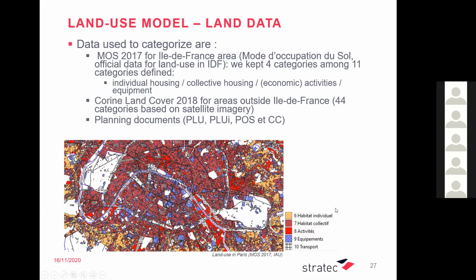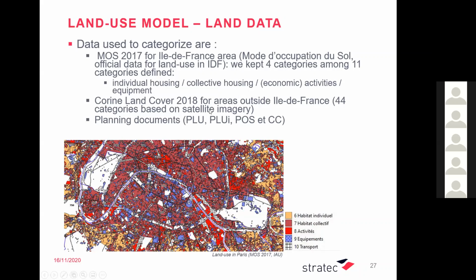What type of land data did we use? We used 2 different types of data for the Île-de-France area and for the areas outside Île-de-France, because there is much more data on Île-de-France and it is more easily accessible. There is a big database for Île-de-France called the MOS, Mode d'Occupation du Sol, an official database for land use, with a subdivision into 11 categories, and we kept 4 categories. For the rest of the study area, we used simply Corine Land Cover, which is less accurate, but we have no better option.